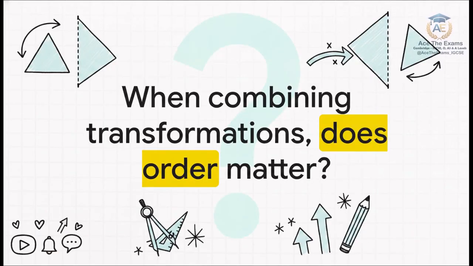I want to leave you with a bit of a provocative thought directly from the source material. When combining transformations, does the order actually matter? Think about it. If you rotate a shape and then reflect it, is that the exact same result as reflecting it first and then rotating it? Well, the textbook warns us that it usually makes a big difference.